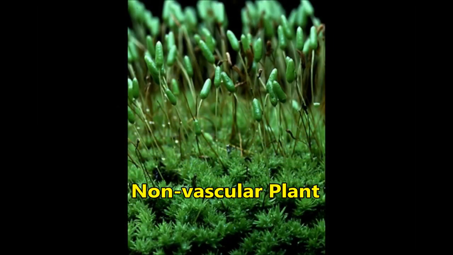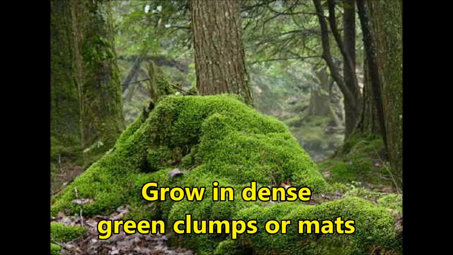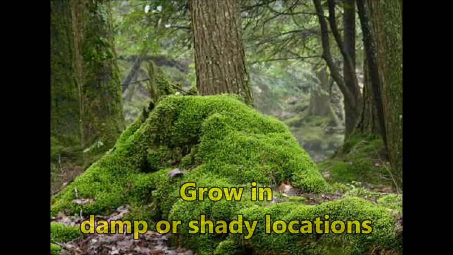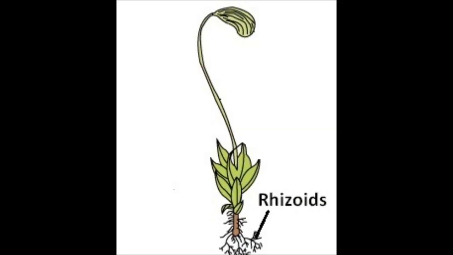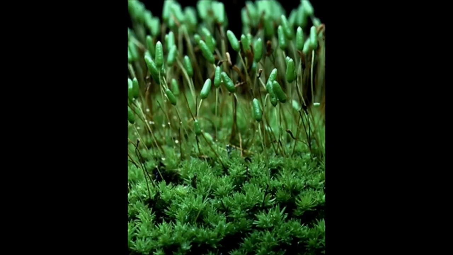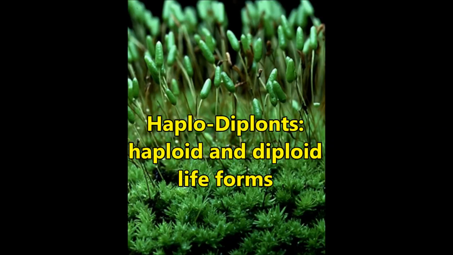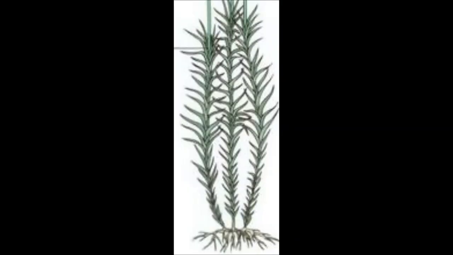Mosses are small non-vascular bryophytes. They grow in dense green clumps or mats, often in a damp or shady location. They have root-like multicellular rhizoids. They have haploid and diploid life forms that alternate with each other. Its predominant stage of the life cycle is gametophyte.